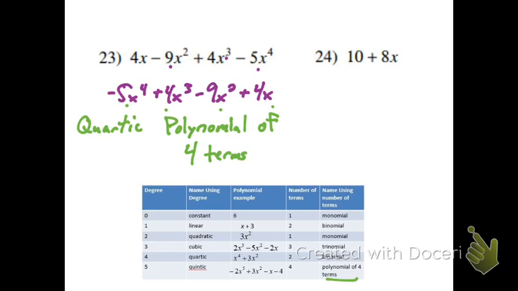Now the next example, number 24, is out of order as well. So we need to put in standard form, which means 8x plus 10. Then after that, we look at the degree. Now there's a 1 right there. There's a mysterious little 1 that's always going to be there. So that's a linear. And then it has 2 terms, so we call it linear binomial.